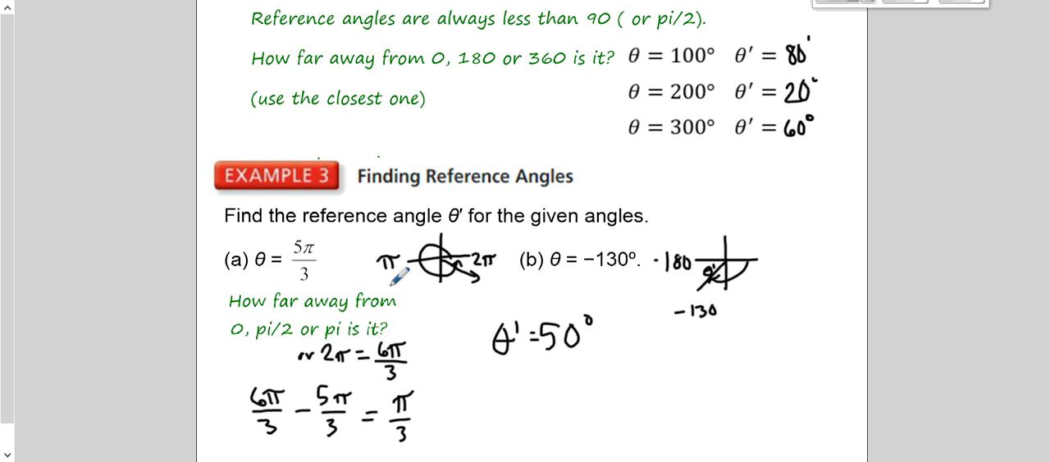Now, we can use reference angles to find sines, cosines, and tangents. But we can also use coterminal angles. So I actually use coterminal angles more often than I use reference angles. Reference angles are handy when you can draw a triangle.